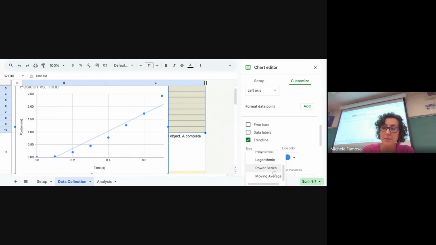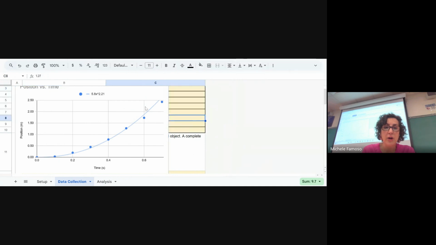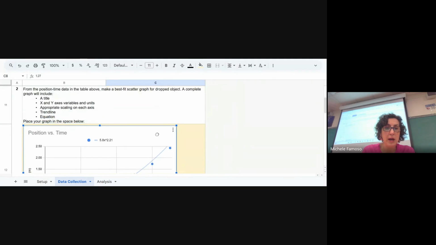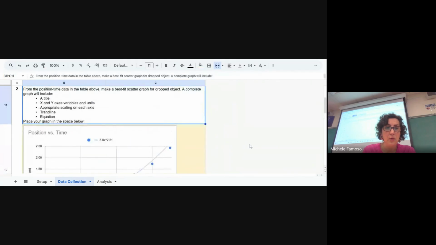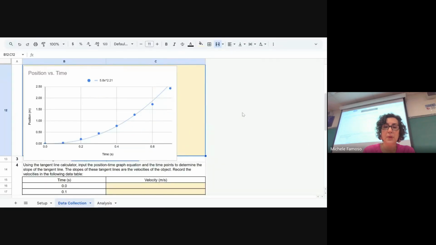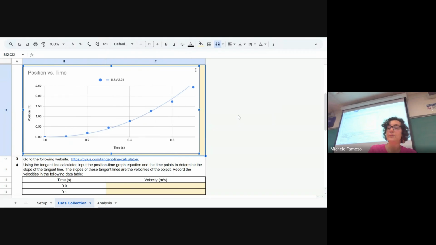Check the power series one. There we go. I can now add my equation to that graph. So the label, say, use equation. That graph is now done, and I can click and drag it down on my graph to that location, which goes with question 2. Okay, everybody with me? Okay, I have to make mine a little bit smaller. It should look something like that.